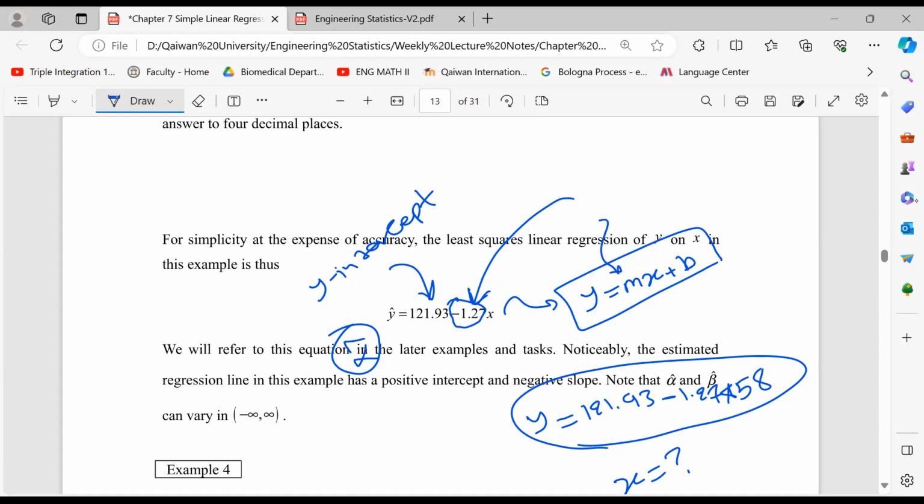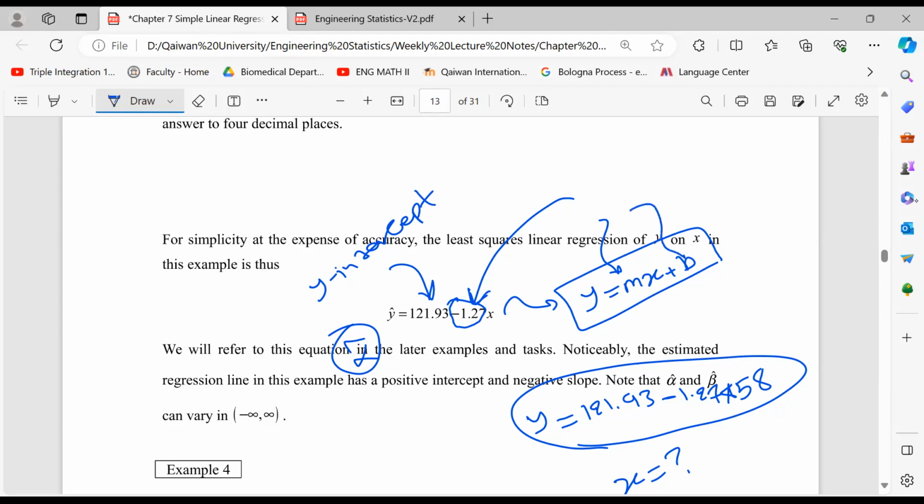Slope means slope, okay? If beta is negative, we say the slope is negative, and if beta is positive, we say the slope is positive.